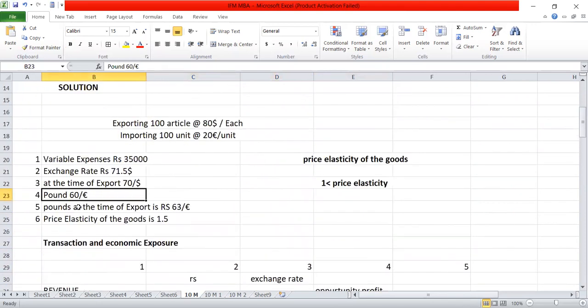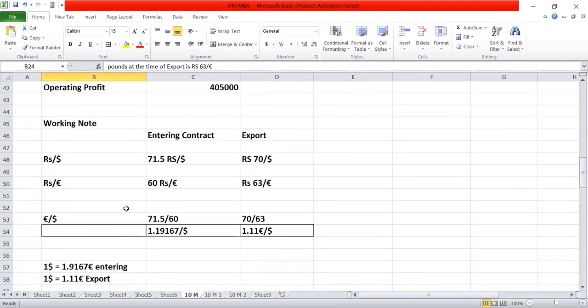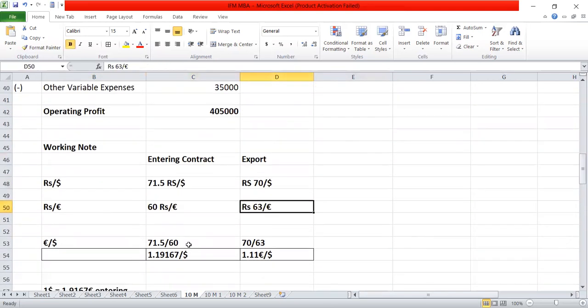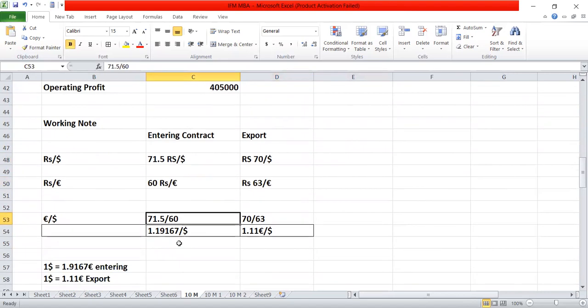60 rupees when they are entering into the contract, 60,000 at the time of entering into the contract. At the time of export, it becomes 63. It means 60, 63. Now you should see the difference of this.